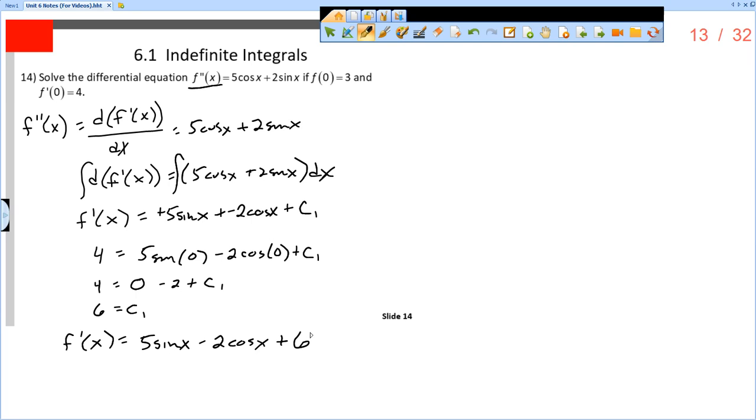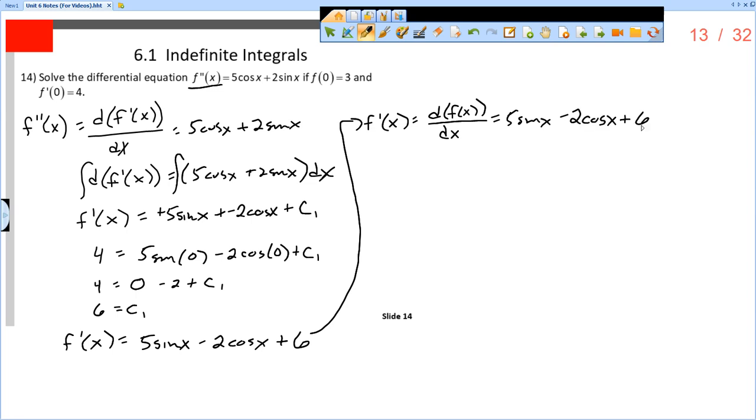So that's f prime. Now we want to recognize that f prime is just the derivative of f. So df of x dx equals 5 sine of x minus 2 cosine x plus 6. Now I'm going to multiply by dx to separate the variables, so I have df of x equals 5 sine of x minus 2 cosine of x plus 6 dx. Once I separate the variables, I'm ready to integrate.